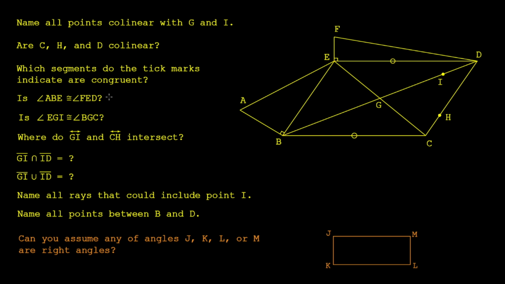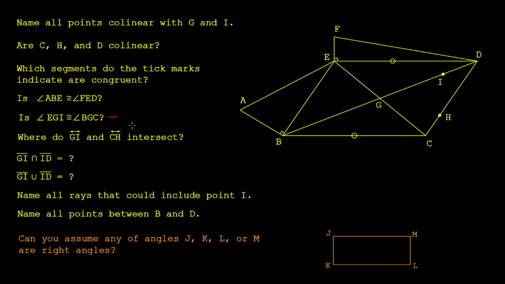Next, is angle ABE congruent to angle FED? So angle ABE, which is a right angle, and angle FED, which is also a right angle, you can tell by the squares right there. So, yes. And the reason is they are both right angles. That is the symbol to show right angles. For proof, you would say if angles are right angles, then they are congruent.